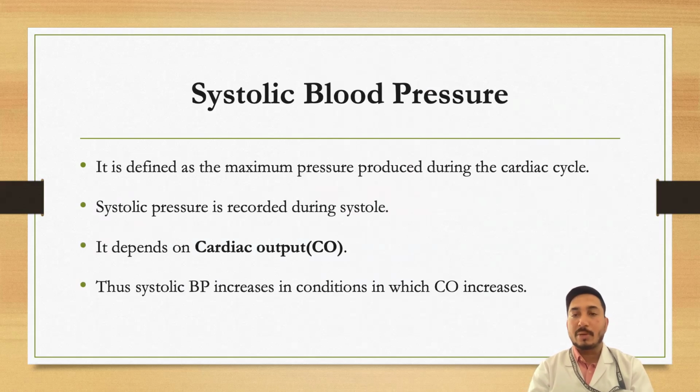Now, what is systolic blood pressure? It is defined as the maximum pressure produced during the cardiac cycle. Systolic pressure is recorded during systole. It mainly depends on the cardiac output of the individual. The systolic blood pressure increases in conditions in which cardiac output increases.